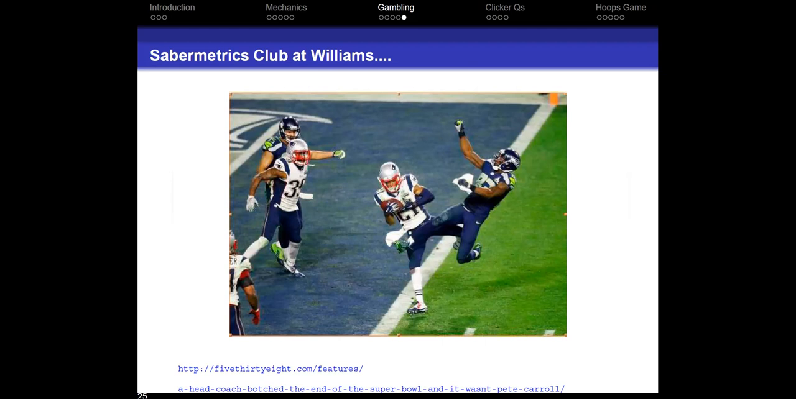Most people are very afraid to go on fourth down. They don't go on fourth down nearly enough. And it's something that you really want to think about when you are pursuing strategies. What is the best strategy to pursue? All right. Any question on the mechanics up till now?